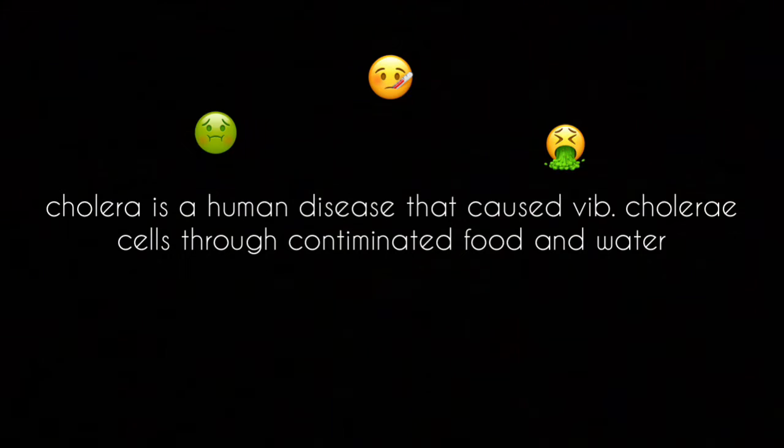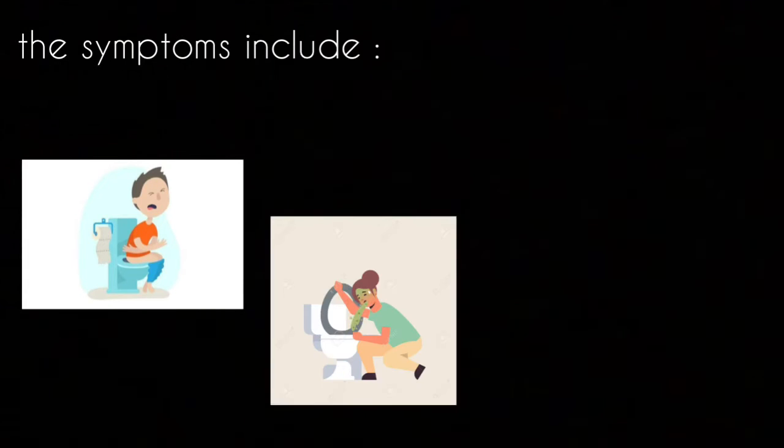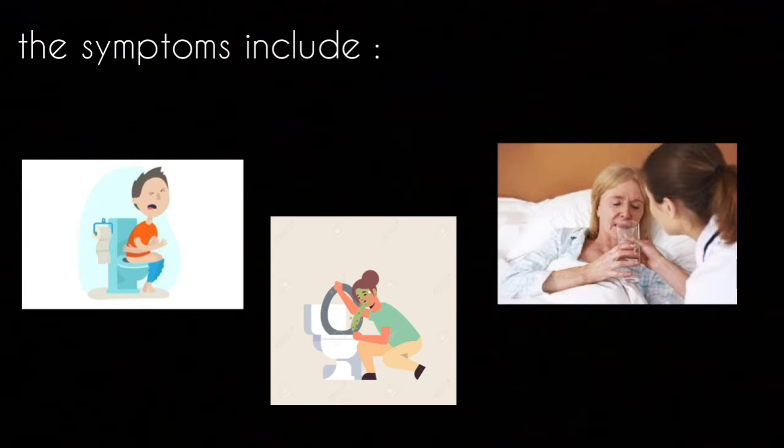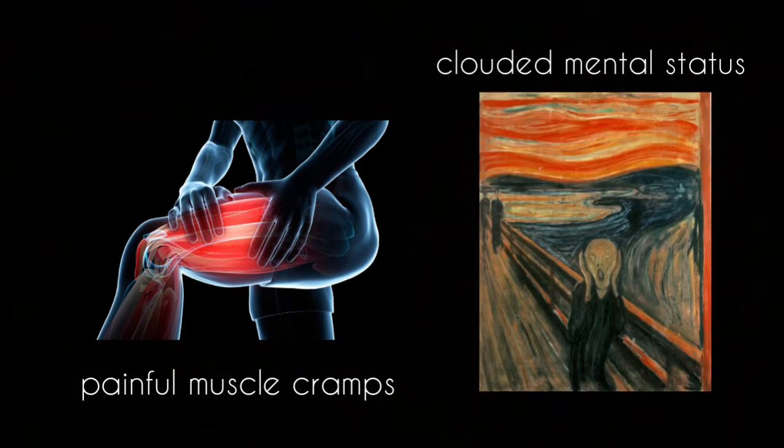Cholera is a human disease that is caused by toxigenic cholera cells through contaminated food and water. The symptoms include sudden onset of profuse watery diarrhea and vomiting that cause dehydration. Other symptoms in the worst cases are painful muscle cramps and clouded mental status. Moreover, food from natural reservoirs of the causative bacteria can be contaminated and spread cholera.